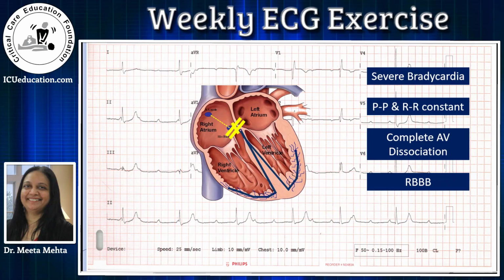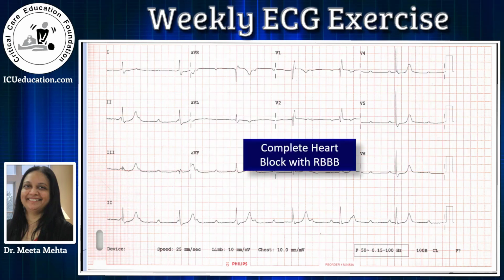Depending upon the QRS width, you come to know what the escape rhythm is. If the QRS is narrow, that means the initiation of the impulse is very close to the AV node, infrahisian. Whereas if it is wide, that means it's a ventricular rhythm. So our patient has complete heart block with right bundle branch block.